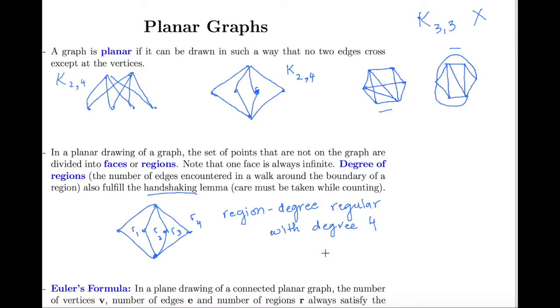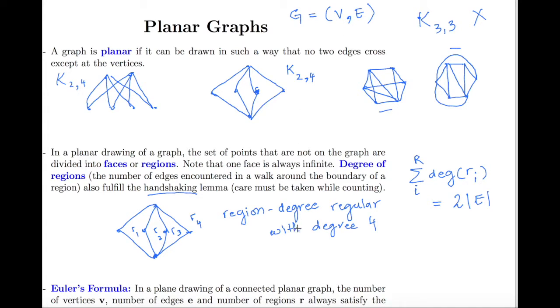Now this also fulfills the handshaking lemma. So what does the handshaking lemma say? That the sum over i of the degree of Ri, where we have R regions, is equal to 2 times the number of edges. Now note that, as we have been doing, a graph is always defined by a set of vertices and a set of edges.